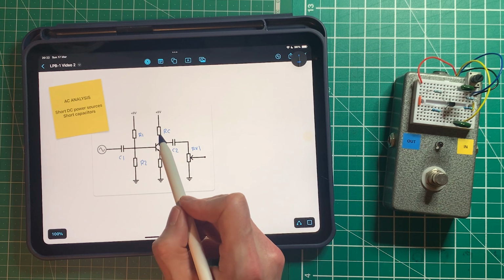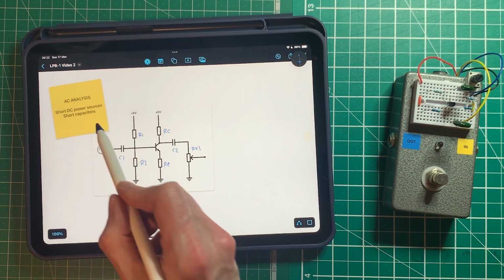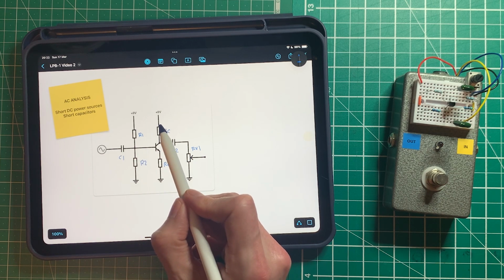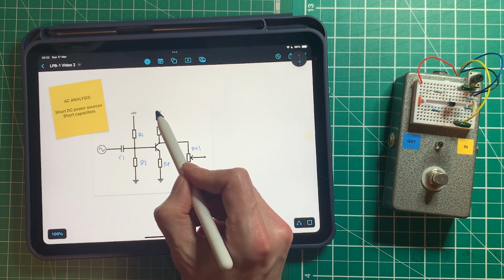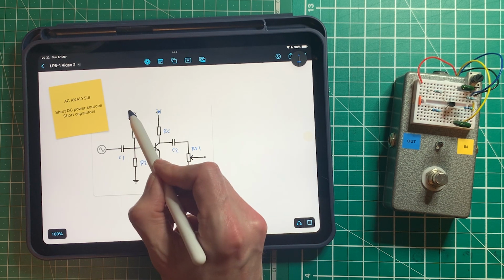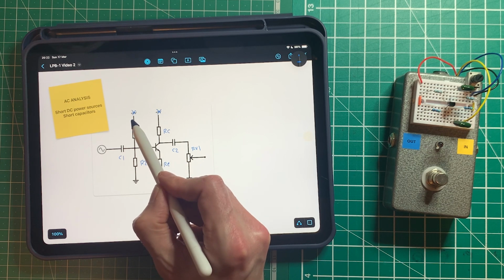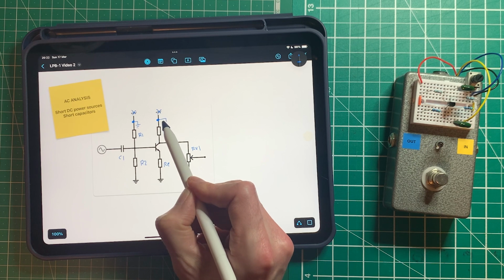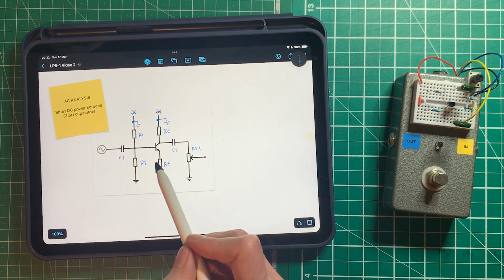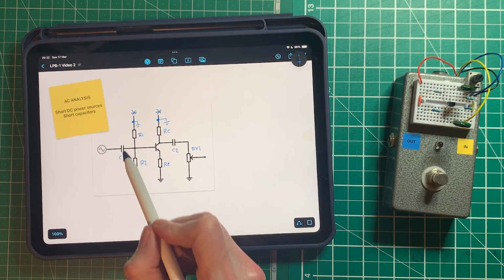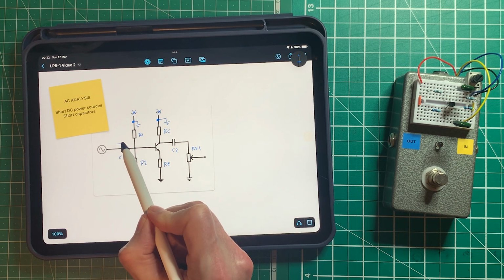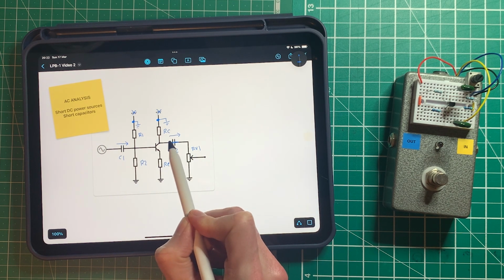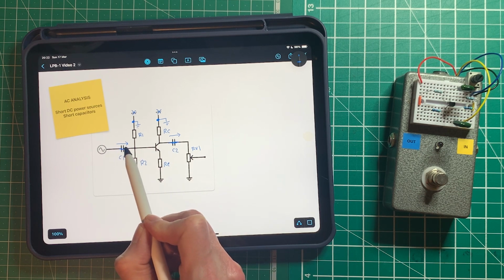So the first thing we need to do to this circuit to convert it into its AC equivalent is to short any DC power sources, because if you remember from a previous video, the AC doesn't see this DC 9 volts. So we can simply draw in a ground there and there. And the second thing we're going to do is assume that any signals we're interested in are just going to pass straight through C1 and C2, so we can effectively just short them out like this.